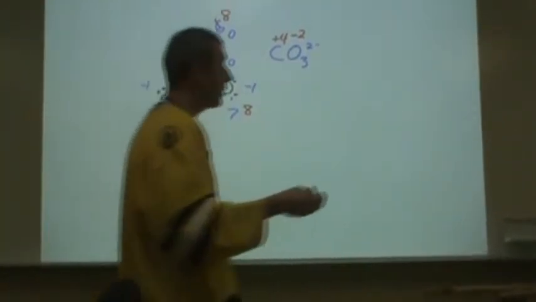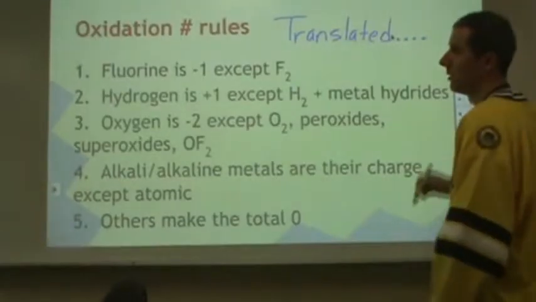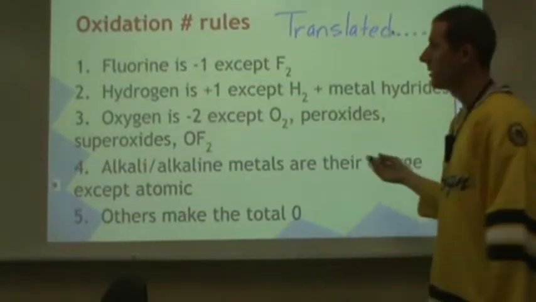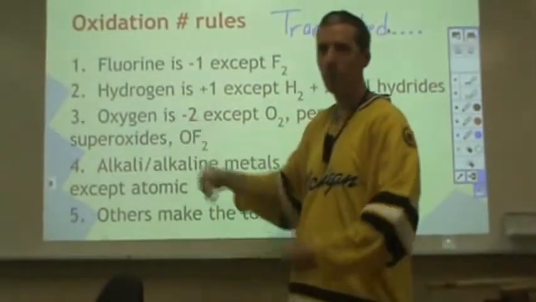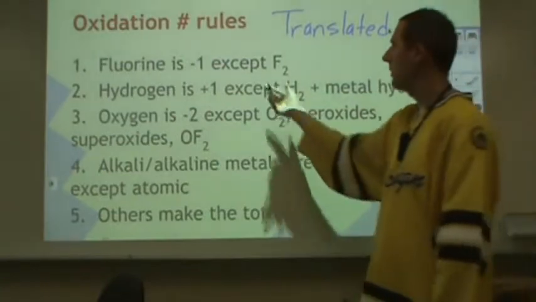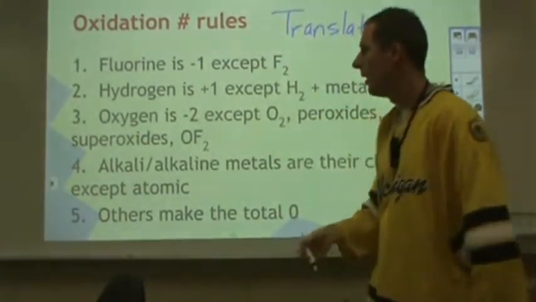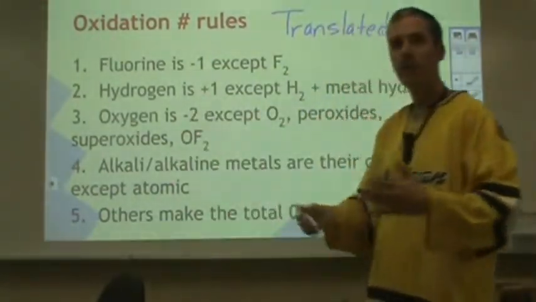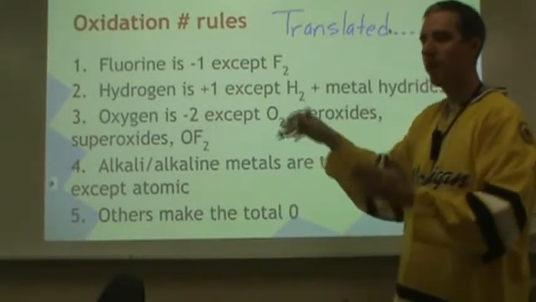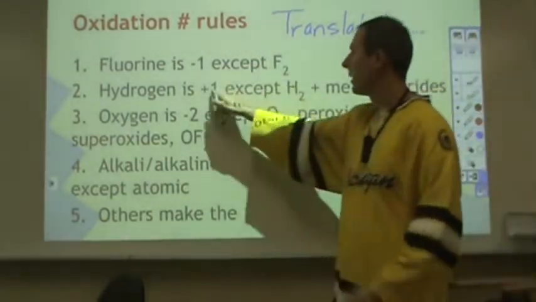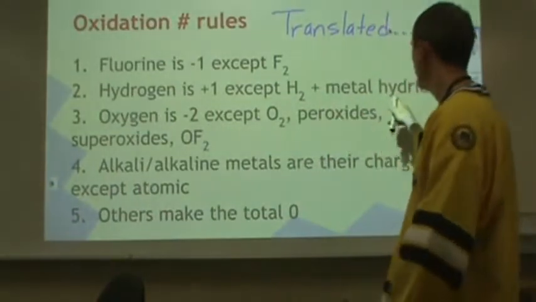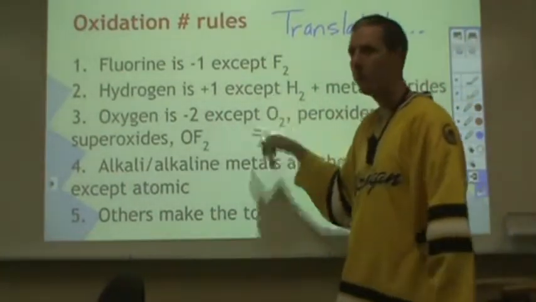Okay? Now at this point, if we go back to our rules, now our rules all make sense. Why is fluorine -1? Well, because it's the most electronegative. So the only time that won't occur is when it's bonded to itself. Why is hydrogen +1? Well, because it's kind of in that gap between metals and nonmetals. And so if it's bonded to a nonmetal, it'll be +1. If it's bonded to a metal, it'll be -1. If it's bonded to itself, it's 0.